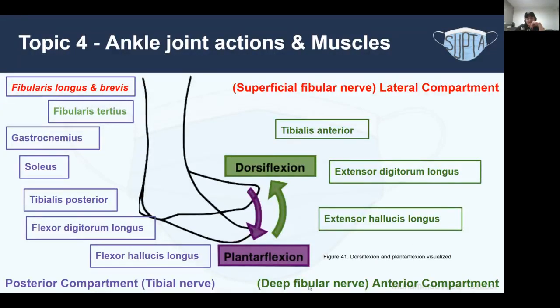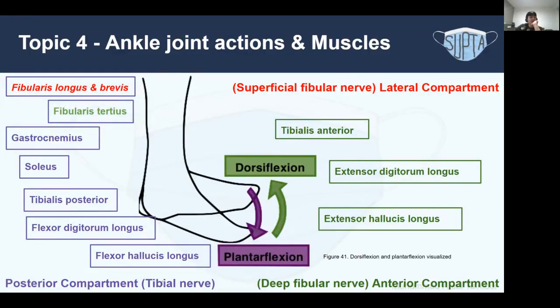Green, innervated by the deep fibular nerve for the anterior compartment. Fibularis tertius is also part of the anterior compartment, but it will plantarflex instead of dorsiflex. So that's an odd one out there. The fibularis longus and brevis actually form a lateral compartment and are innervated by the superficial fibular nerve.